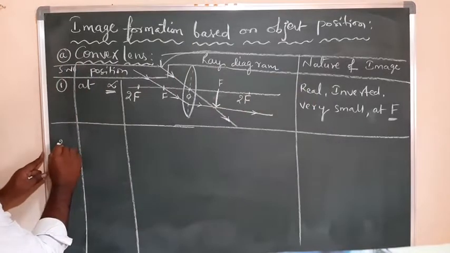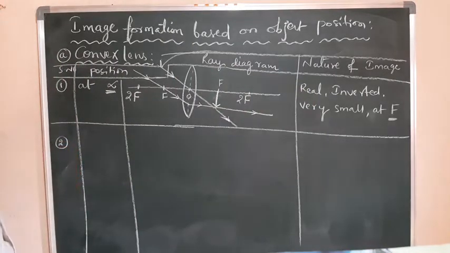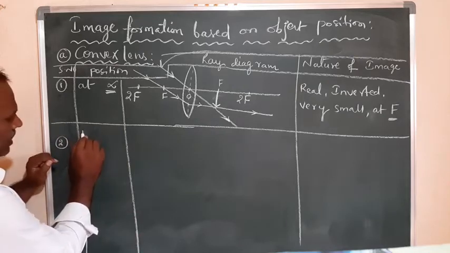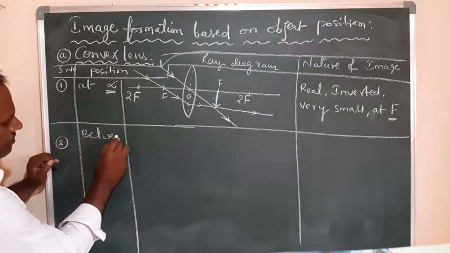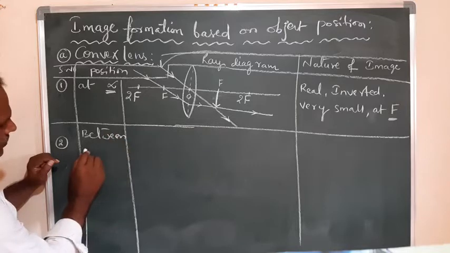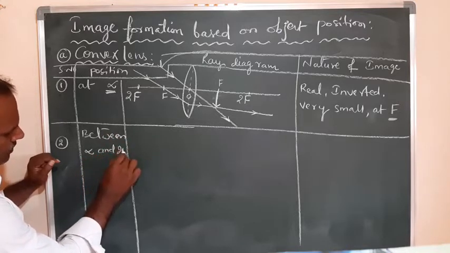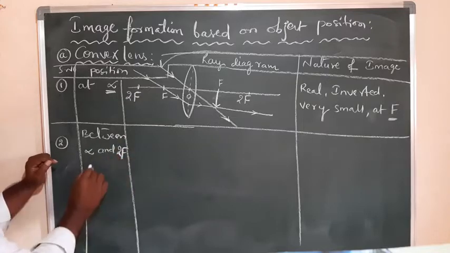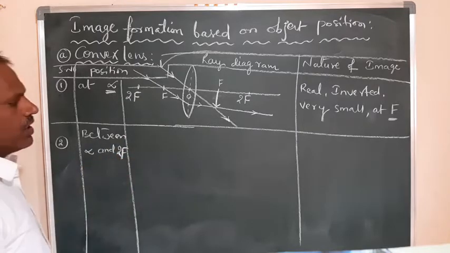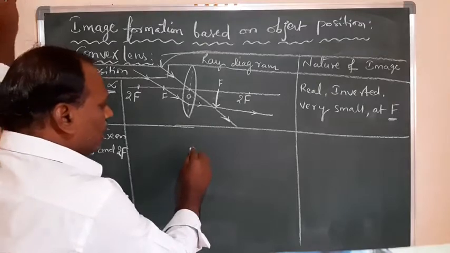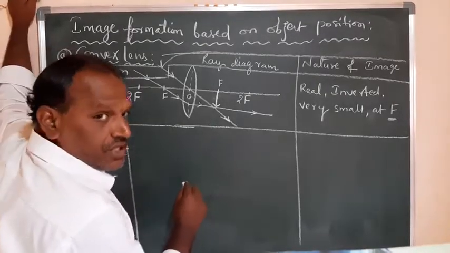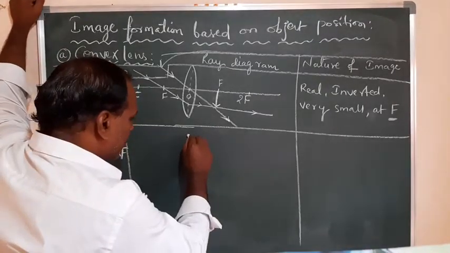And I'll go for the second case. The position of the object is between infinity and 2 times the focus. So here I am writing between infinity and 2F. Between these two the object is placed. Then where can the image be formed, and what is the nature of the image? That is what we will observe here.